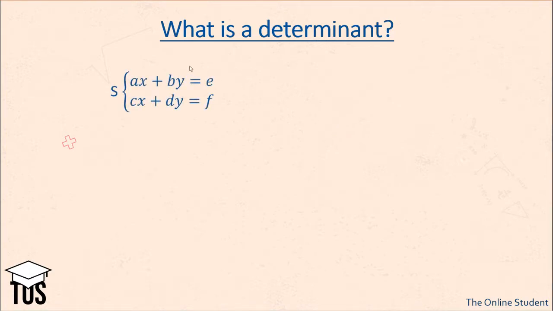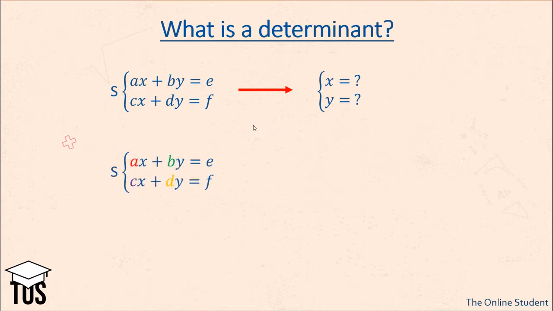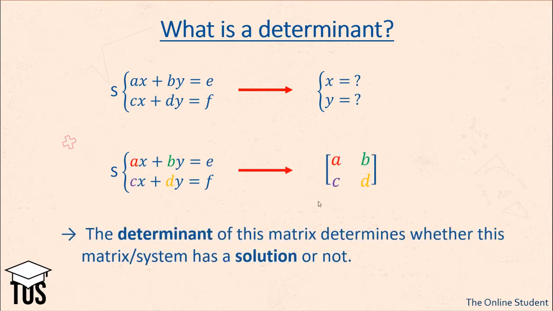Let's say we have the following system of equations, where x and y are variables and the other letters are just coefficients. We want to know if this system of equations has a solution, so that there is a certain value for x and y, so that this system of equations is correct. We can do this by using a determinant. To find the determinant, we take all the coefficients of our variables and we put them in a matrix. The determinant of this matrix determines whether this system has a solution or not.